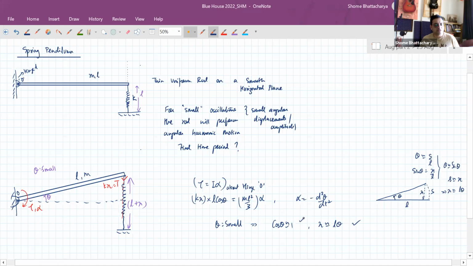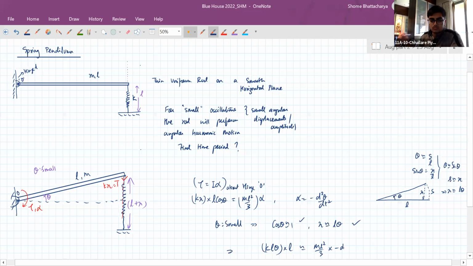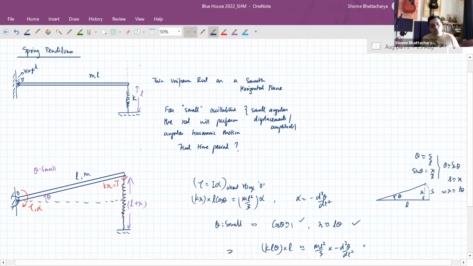So putting these approximations in the above equation, we get k into L theta into L becomes approximately equal to ml square by 3 into minus of d2 theta by dt square. So we got the angular harmonic equation and we got the value of omega square. We got the time period formula directly from there. It will be 3k by m, the minus sign, into theta. So omega square is 3k by m. So there you go. The time period is 2 pi under root of m by 3k.